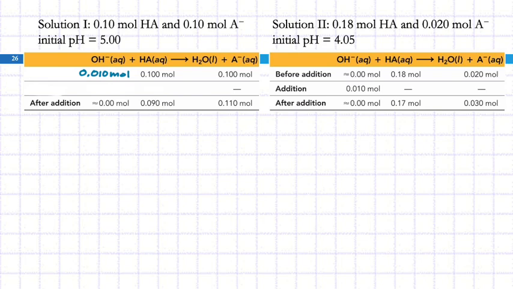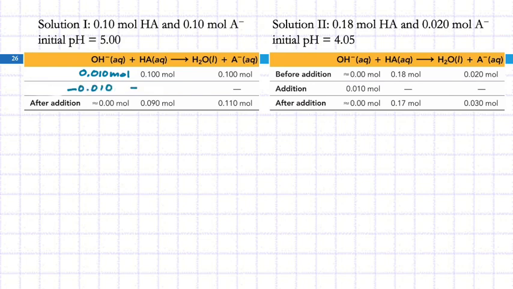So we're going to look at the stoichiometry here and see, well, what's going to happen here? Well, the hydroxide is going to react with the acid. Which is the limiting reactant? The OH minus, because this is smaller, right? So all of this is going to react. So we're going to subtract all of that.